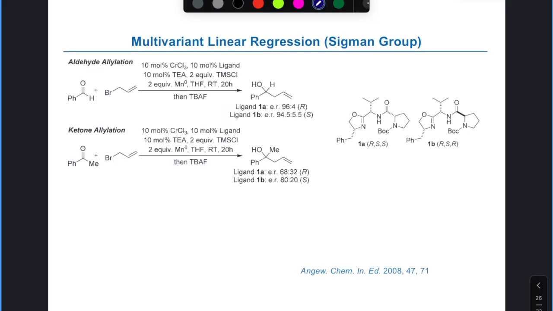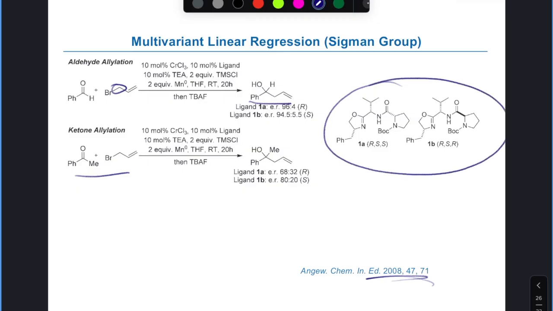The original Sigman proposal was based on this. It's an allylation. What he's doing is saying, I am taking these conditions and I'm making a nucleophilic allyl system, and I'm making that enantiomer. And I can do the same thing on a ketone. All right, these are my catalysts that I'm using to do that one.